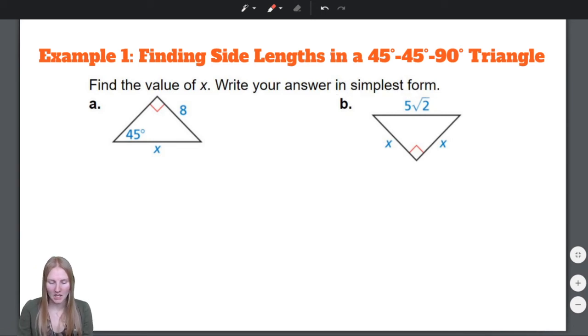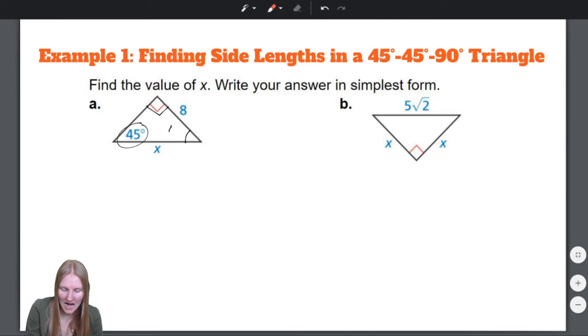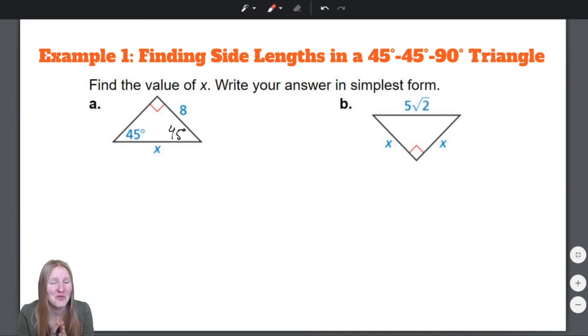So, let's do part A first. We'll notice that we have a 90-degree angle and one 45-degree angle. Uh-oh, I don't know what this angle is, though. Wait a minute. Yes, I do. There's 180 degrees inside of every triangle. So if I have a 90-degree angle and a 45-degree angle, this other angle has to be 45 degrees. Because those are the only numbers that are going to add up to 180, if two of them are 90 and 45 degrees. Okay. That means that I have a 45, 45, 90 triangle, which means that the legs are congruent, so this side is also 8.